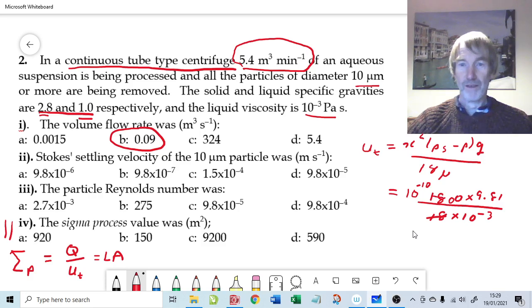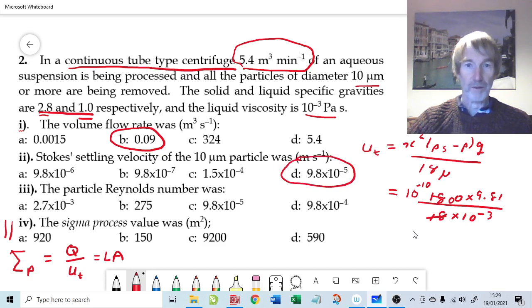That brings that down to 10 to the minus 8. We've got another 3 there, so that's 10 to the minus 5. 9.81 times 10 to the minus 5. I can put my calculator away for that. 9.8 times 10 to the minus 5 is answer D, there.